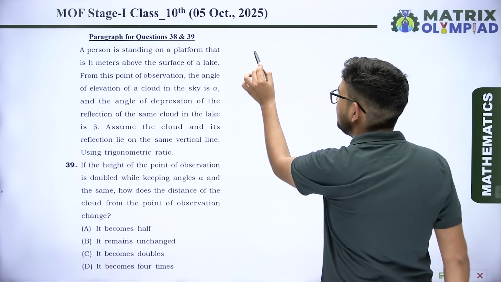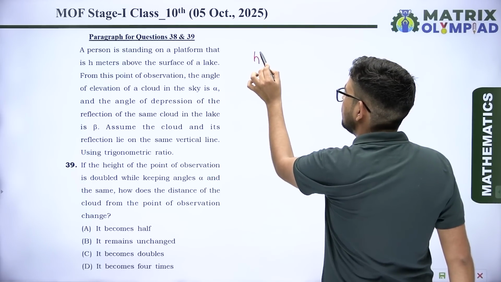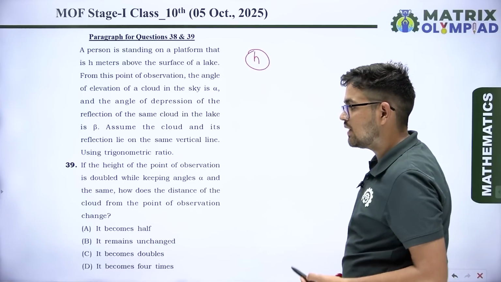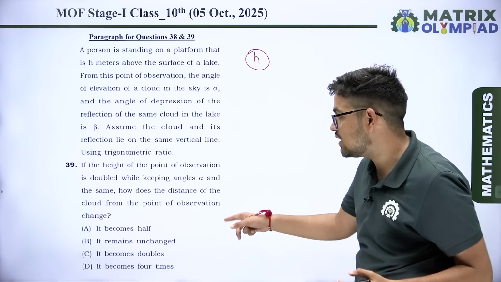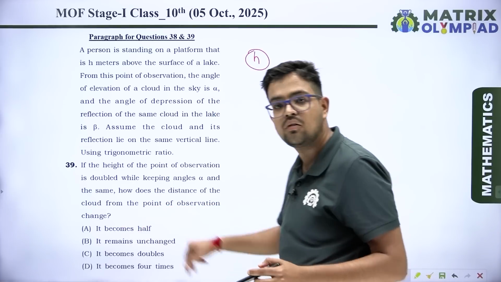नेक्स्ट 39 क्या कह रहा है, इफ द हाइट ऑफ द पॉइंट ऑफ द ऑब्जर्वेशन इज डबल। देखो आपके पास में अगर हाइट h ली थी, अगर उसको डबल कर देते हैं while keeping angle alpha and beta the same, how does the distance of the cloud from the point of the observation change?